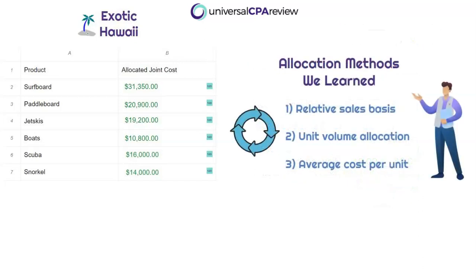So this was a great simulation because we learned how to apply 3 different types of methods to allocate joint production costs. We talked about the relative sales method, we talked about the unit volume allocation method, and we also talked about the average unit cost method. Any one of these methods, you could see it on the exam, right? So hopefully you enjoyed this simulation.